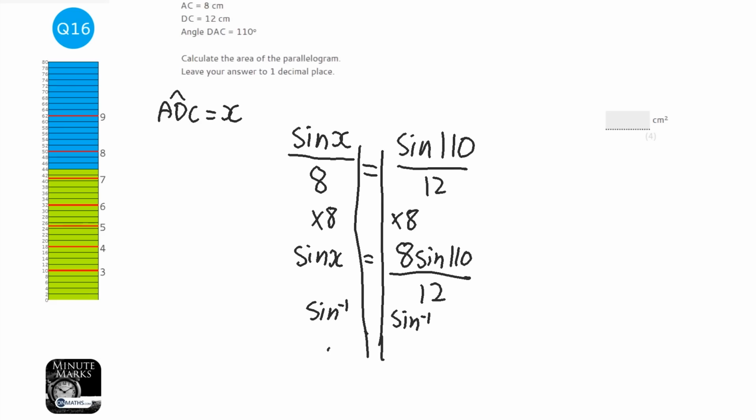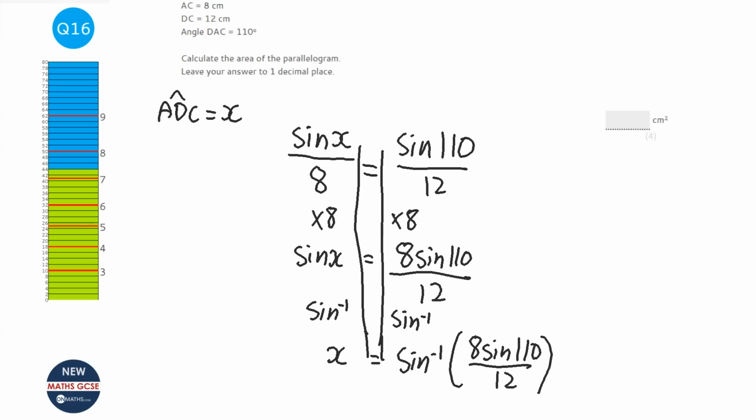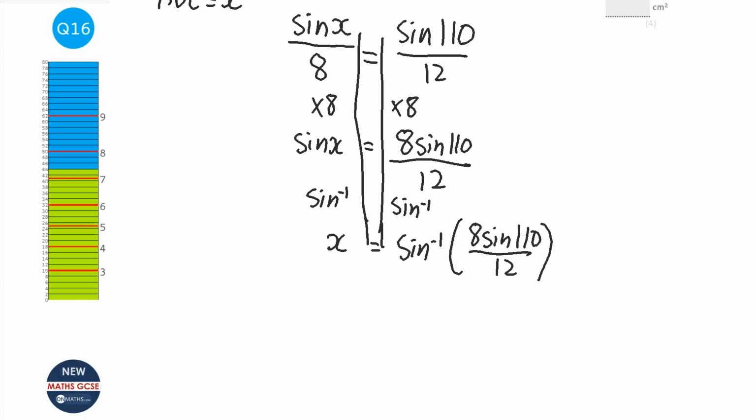Scroll down a bit more. So x is going to be the inverse sine of 8 sine 110 over 12. So let's get my calculator. Inverse sine, fraction button, 8 sine 110, close the brackets, over 12, and then come out of the fraction, close the brackets. So that tells me that x is 38.789 and so on.